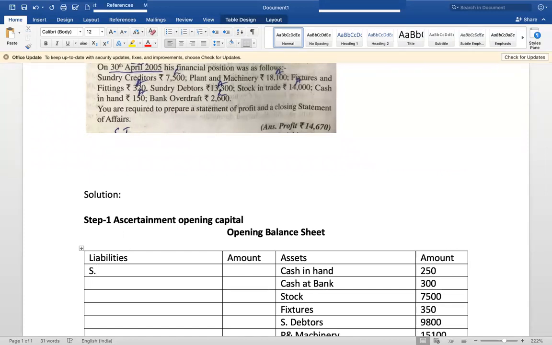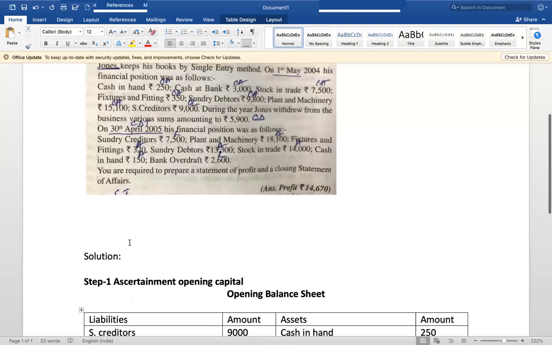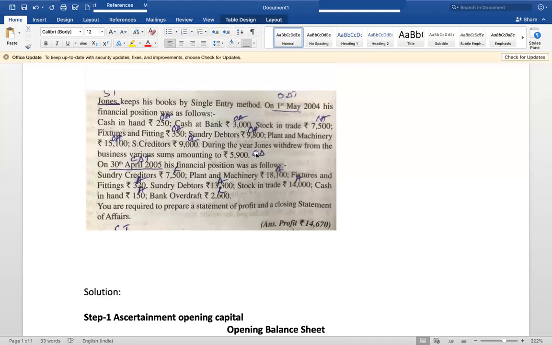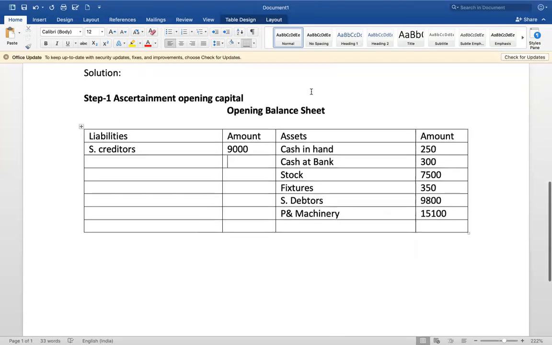Sundry creditors, that is 9,000. That's all the details pertaining to last year, or the opening balance sheet. What was closing last year is now opening this year, right? These are all last year's balances.